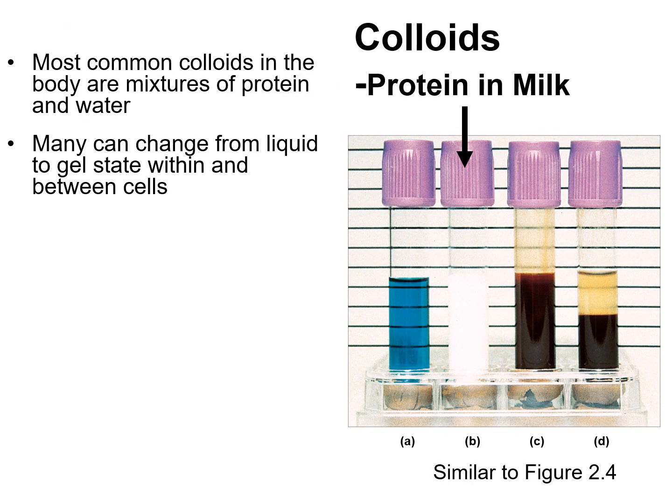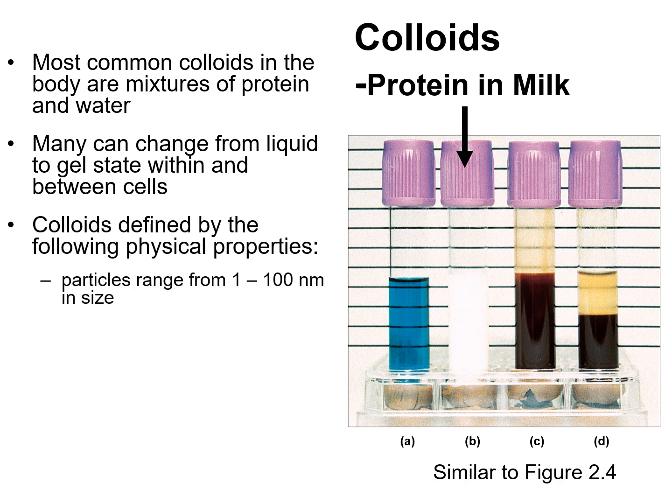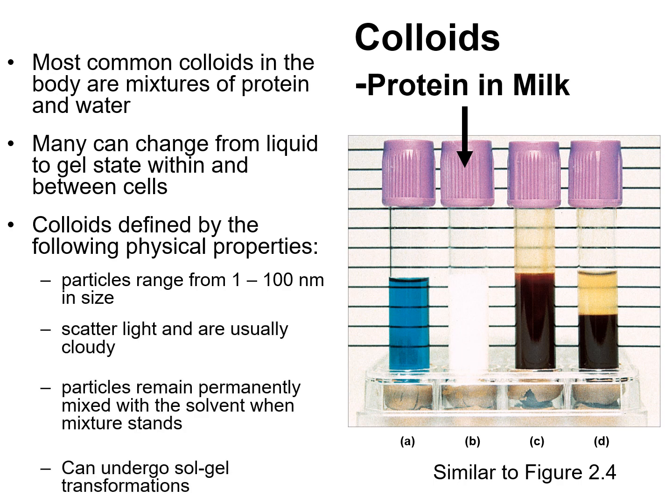Another type of mixture is called a colloid. Protein dissolved in milk would be an example of such a mixture. Here we have particles that are quite a bit larger than the solutes that we would see in a solution, and so they scatter light and the mixture is cloudy. However, they do stay permanently mixed. They don't fall out of the mixture over time.